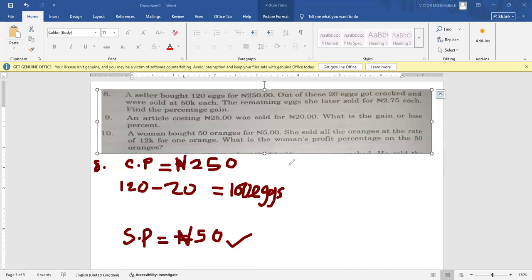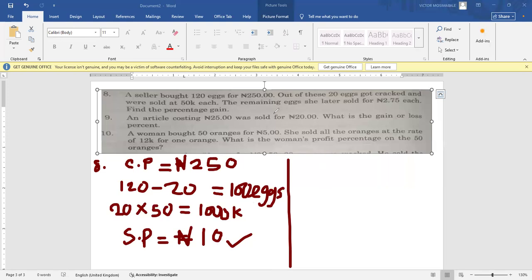He said he sold the ones that were cracked. So that will be 20 times 50. Do we get that? The cracked ones, 20 times 50. So that's 1,000 kobo. So 1,000 kobo will give us what? 10 naira. Agreed? Sorry, 10 naira for the selling price for the ones that are bad.